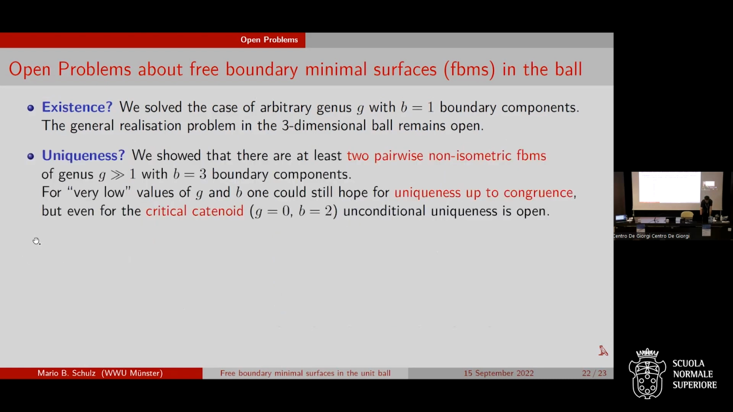Okay, let me move on with the discussion here. To summarize the uniqueness: wide open. We have shown that there exist 2 pairwise non-isometric free boundary minimal surfaces with the same topology and symmetry, but still there's hope to get uniqueness for low topological complexity. For the catenoid, it's open. Maybe this one is unique. It's completely unclear.